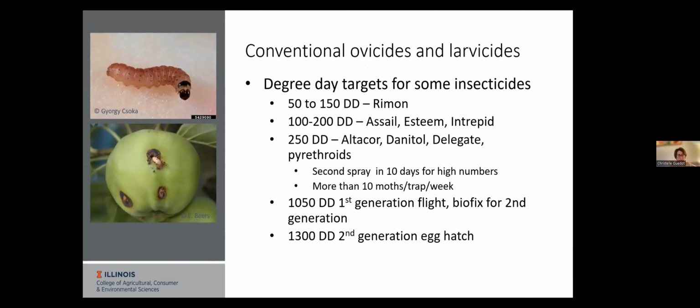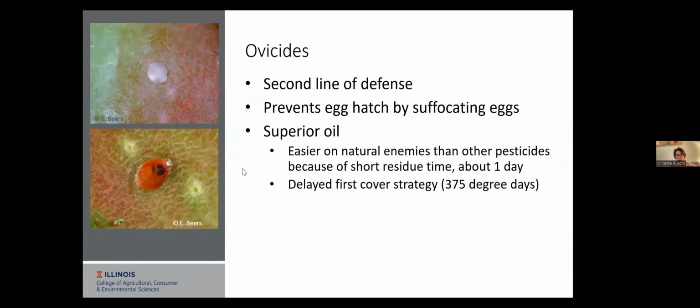specific. Yeah. Okay. And something, for example, like Rimon, I think you were there. So I've got 375 degree days under a delayed first cover strategy for the oil. What I was going to say is that for Rimon, for example, and I don't know for the oil if it's the same, sometimes the label does say the number of degree days. So if you're at the stage where you're using degree days, it might say at so many degree days is when you would want to put that ovicide or larvicide. So that can also be helpful. But that's great that you have that, Kacie, here.